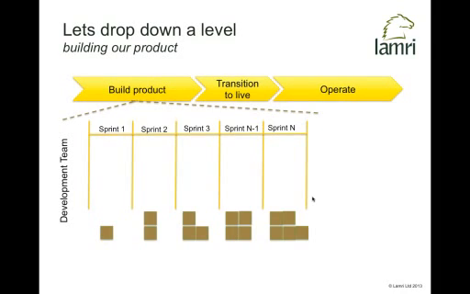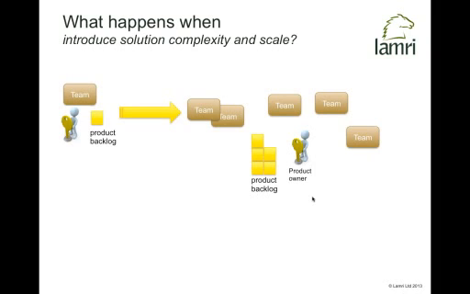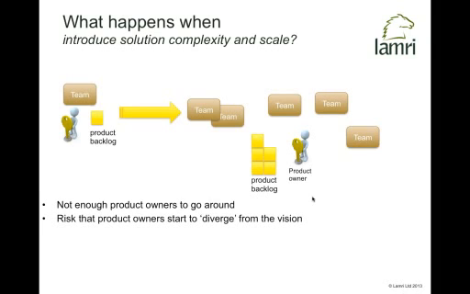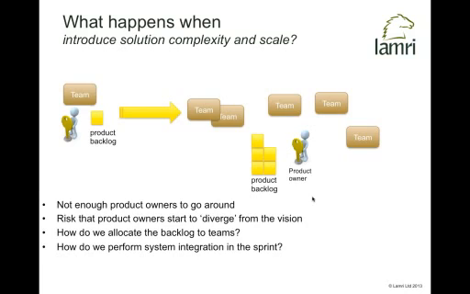So building the product, what do we do? Well, obviously, we incrementally and iteratively build a product up over a number of sprints, short iterations of 1 to 4 weeks or so. But what happens when, as we're working through, we start introducing complexity and scale? The product backlog builds in complexity. We start saying, well, actually, rather than just one team, we need multiple teams involved in this. What happens when we haven't really got enough product owners to go around? What happens when we've got the risk that the product owners start to diverge from the vision? How do we allocate the backlog across all those teams?